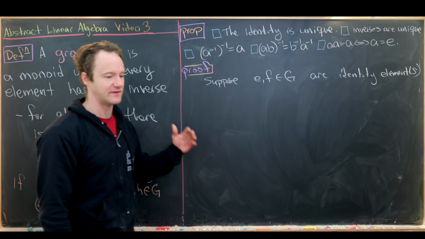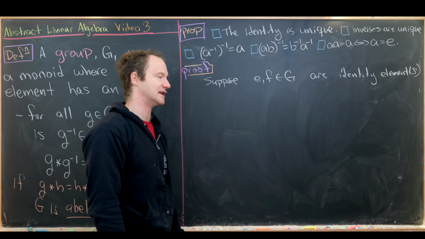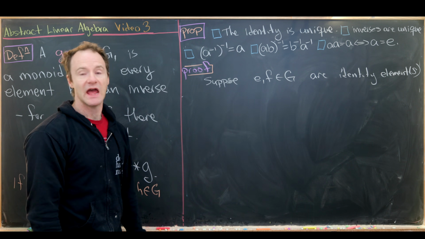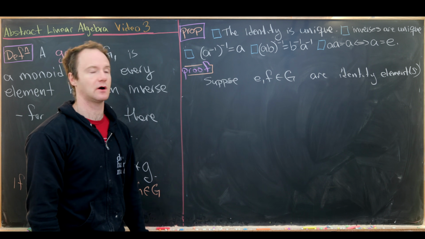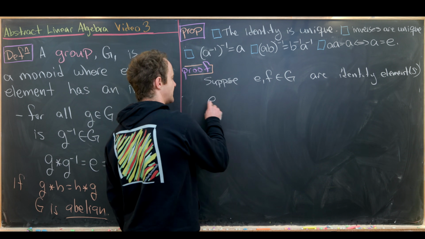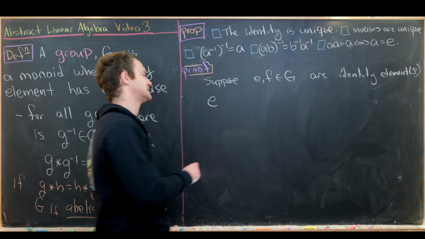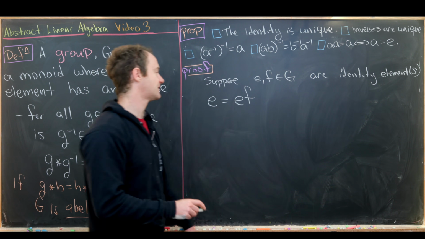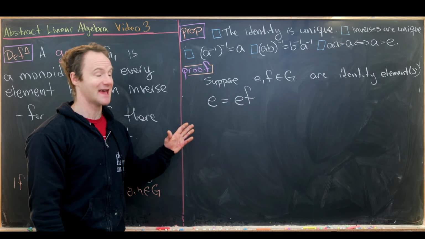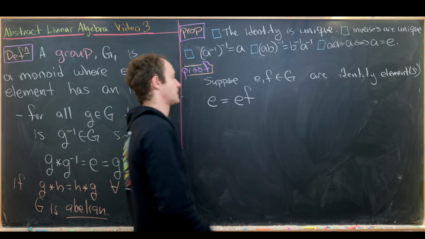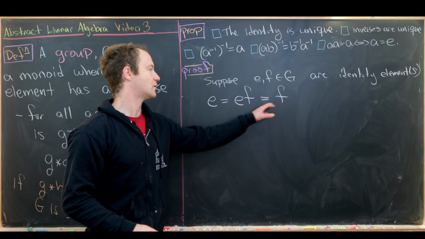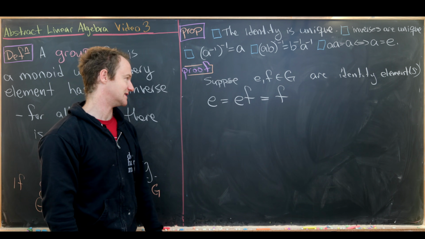So in other words, if it looks like we have 2 identity elements, then there is in fact only 1 identity element. And the interesting thing here is we can do this all at once. So let's start with E. And notice that E is going to be the same thing as E times F. So this equality is because F is an identity. But that's going to be the same thing as F. And this equality is because E is an identity.